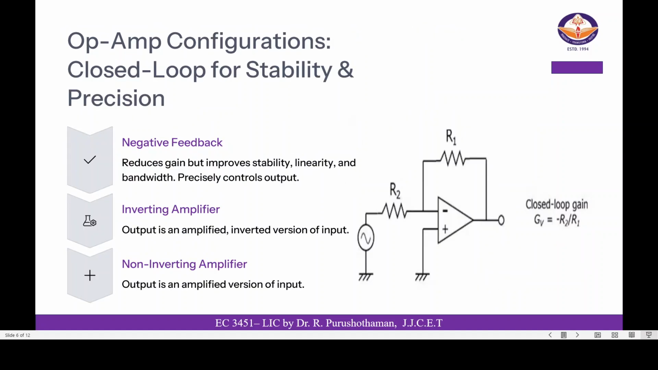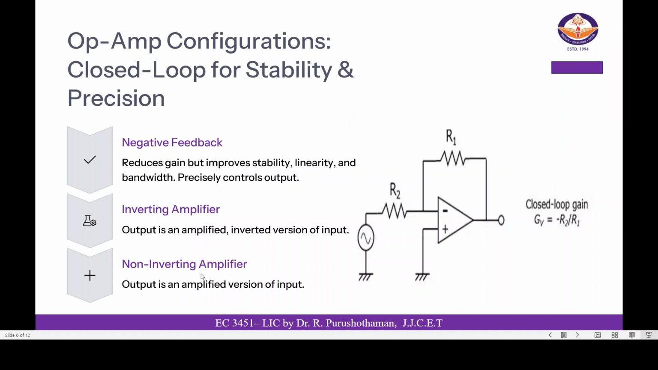The second configuration is the closed loop configuration. The closed loop is meant for stability and precision. In closed loop we have feedback. From the diagram itself we can understand that in the closed loop we have a feedback resistor. Here negative feedback reduces gain but improves the stability, linearity and bandwidth. This precisely controls the output.